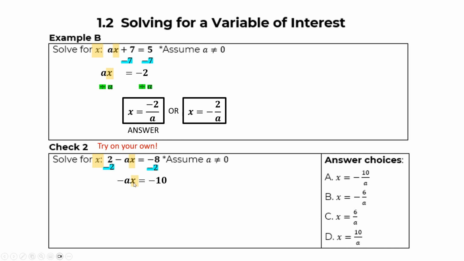And so we still need to get this x by itself. So we're going to divide by a negative a. Okay, we're going to take the negative symbol operation with us. Divide by negative a on the other side. And be careful now because we have negative 10 and negative a, and a negative divided by a negative is a positive. So x is equal to 10 over a. 10 is being divided by a. And that is your answer choice D. Hope you got it right.